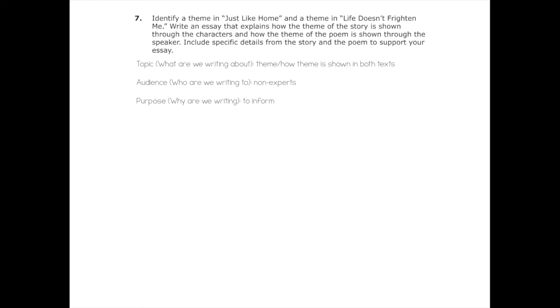So first we have our topic. We are writing about theme and how the theme is shown in both texts. Reminder that theme is the author's central message, or what the author wants us to remember long after we've read the story. Our audience. We are writing to non-experts. So these are people who may or may not have read these two texts and who may or may not have a strong understanding of what theme means. Since we are the experts on this text, we need to make sure that we are informing non-experts by being very specific and organized with our language. Finally, we are writing to inform. That is our purpose for our writing.